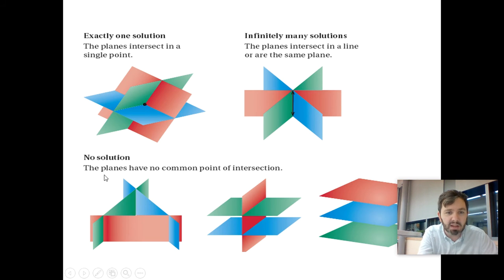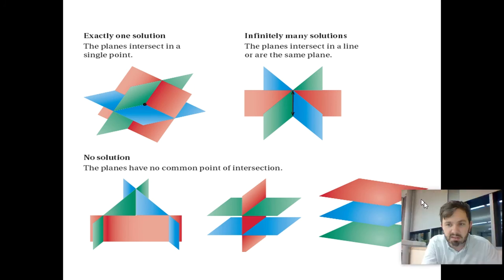And last but not least, we have no solution. We can think about these as having kind of the same slope idea over here, but it's intersecting at a line between green and red, blue and green, and red and blue, but none of those lines are ever going to intersect because they're going at the same rate. So here we have no solution because even though 2 of them are meeting up here, here, and here, they're never all 3 meeting at the same place.